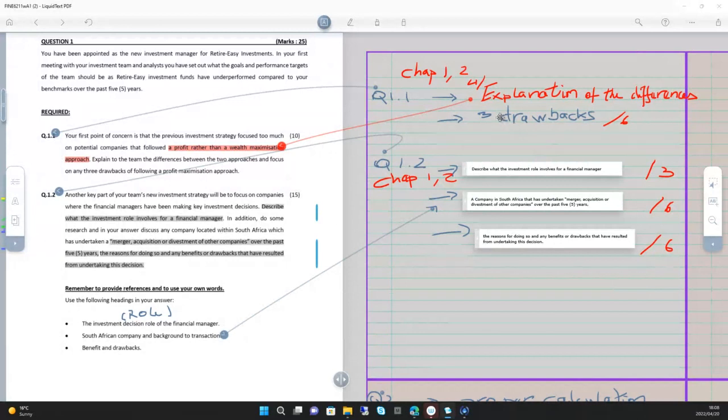So when you see for question 1 here, it asks you for an explanation of the differences between wealth maximization and profit maximization approach. If I can summarize the question, that will be the best way. So you need to give an explanation of the differences between a wealth maximization approach and a profit maximization approach.